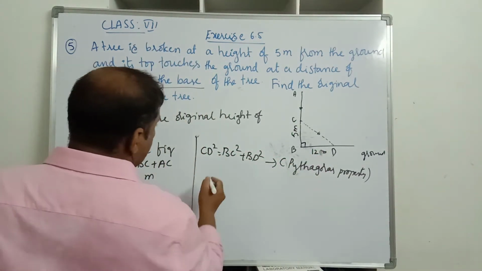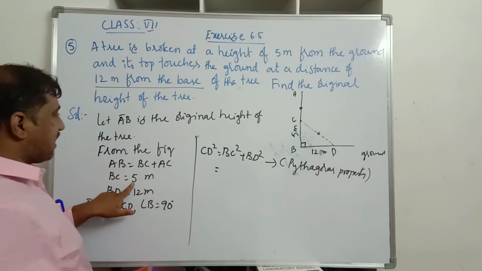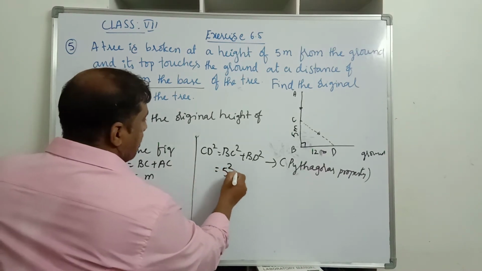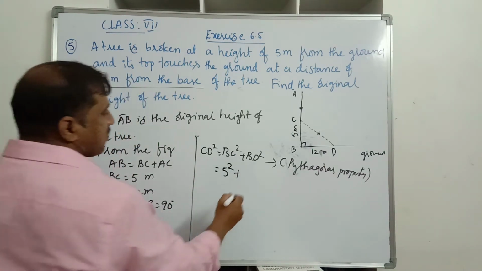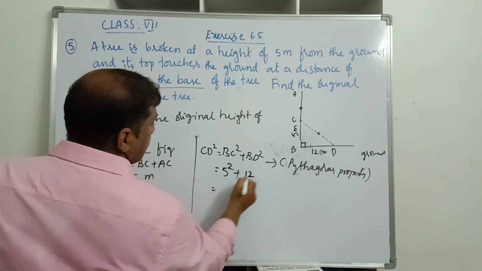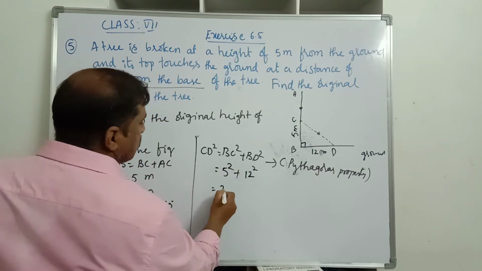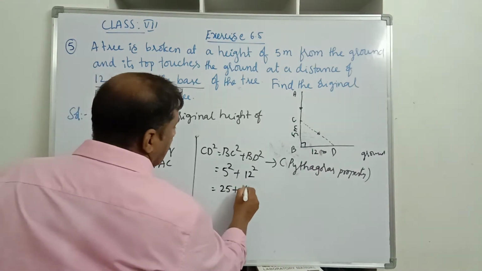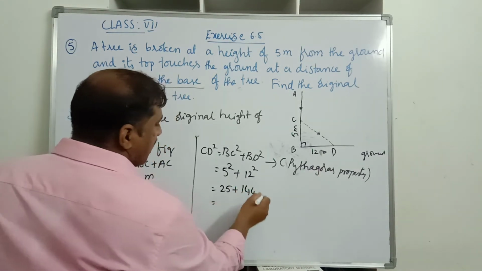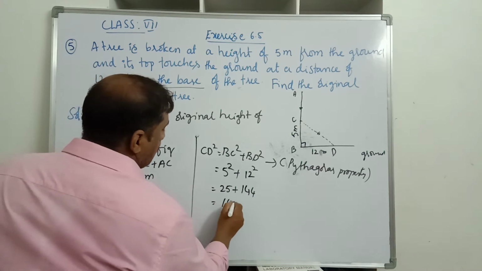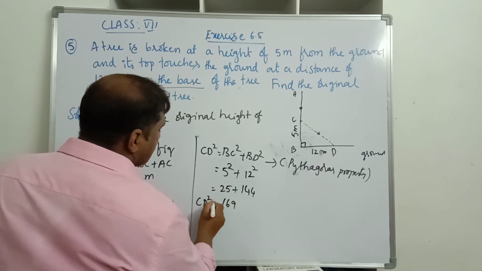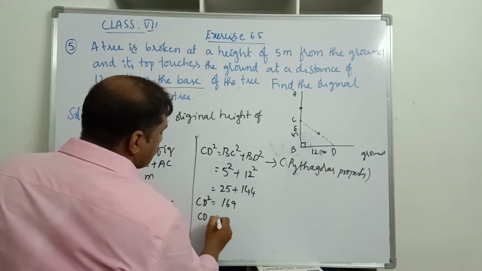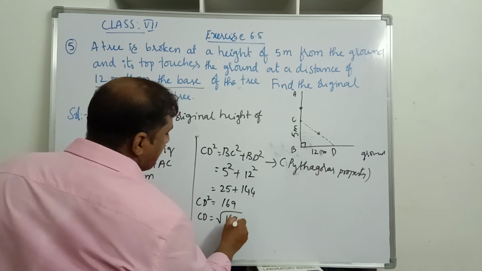Now substitute. BC is equal to how much? 5 square plus BD is equal to how much? 12 square. 5 square is equal to 25, plus 12 square, which means 12 into 12, it is 144. By adding 25 plus 144, we get 169 as CD square. Now CD is equal to the square root of 169.